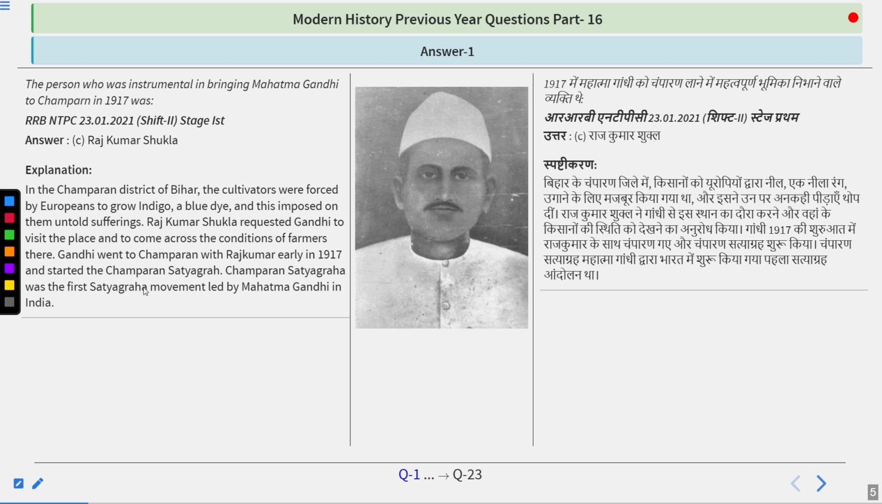Basically, after this, he got another task, that was the Ahmedabad mill strike and then Kheda. And then the first mass movement was started by Gandhiji, that was in 1920, the non-cooperation movement.